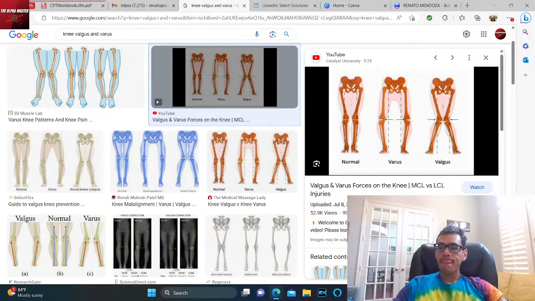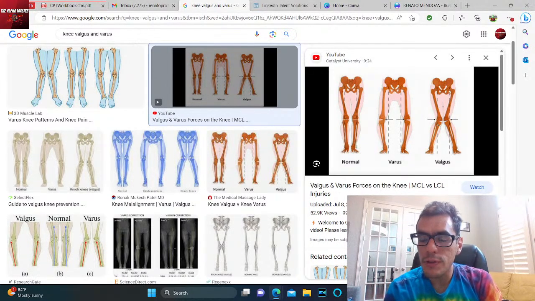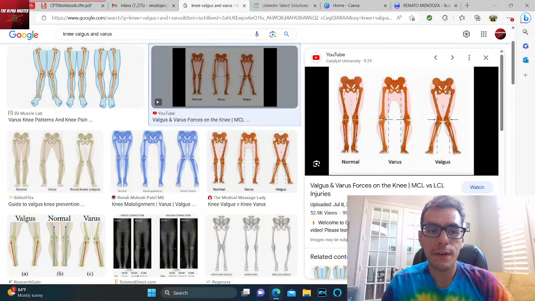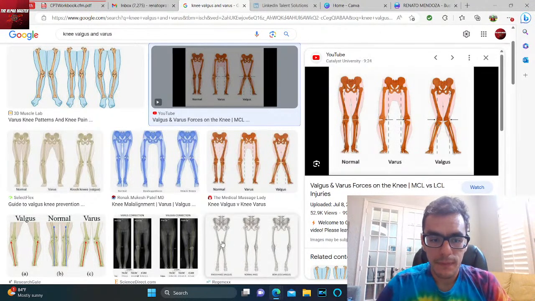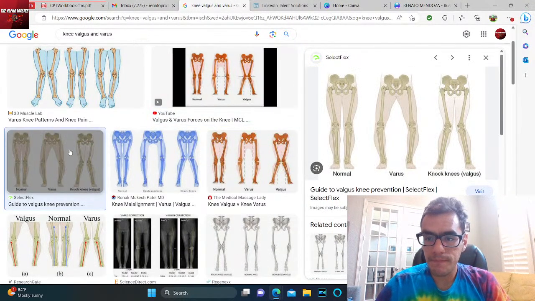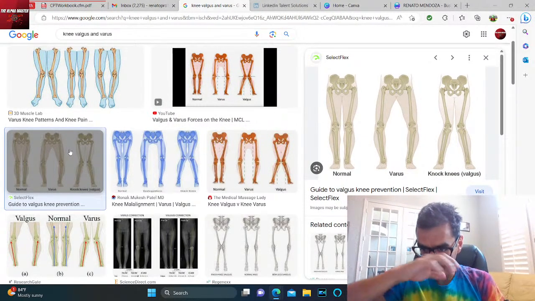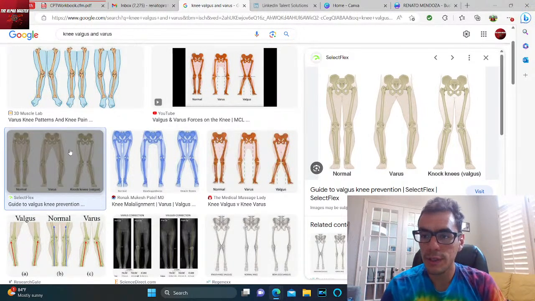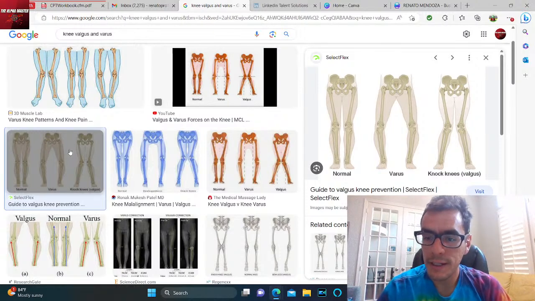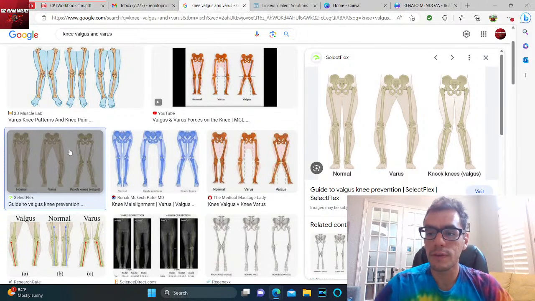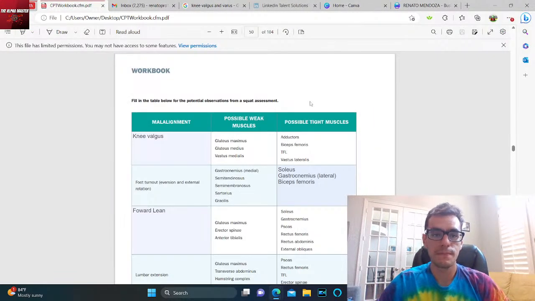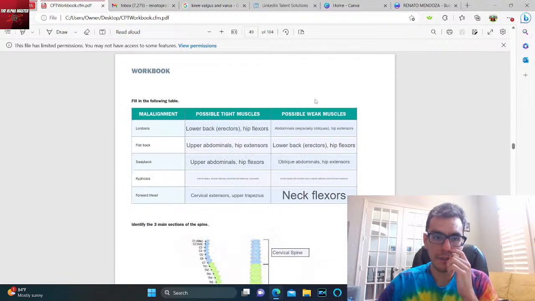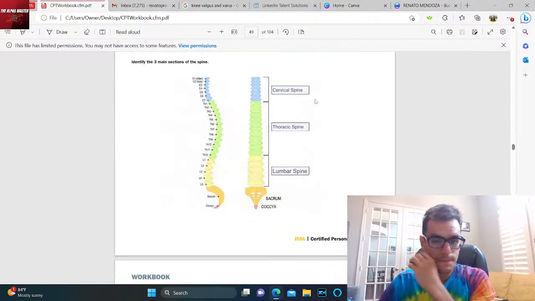Valgus is knees closer together. Varus is knees farther apart. When the knees are closer together, knock knees, that is valgus. Farther apart is varus. Remember that. Fill in the table below for potential observations from a squat assessment.